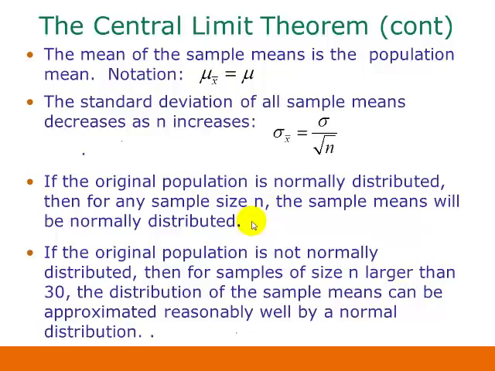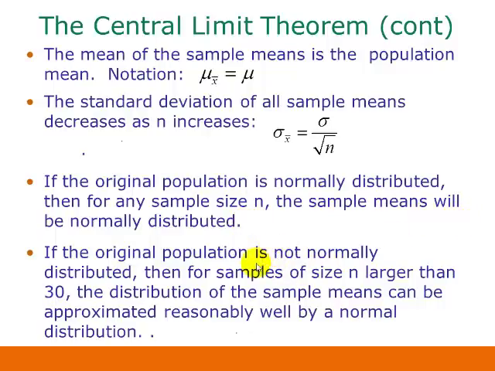Okay, another point from the theorem is that if the original population is normally distributed, then for any sample size n, the sample means will also be normally distributed. So if the original population had a normal distribution, we don't even have to worry about what sample size we have. Our sampling distribution will be a normal distribution.